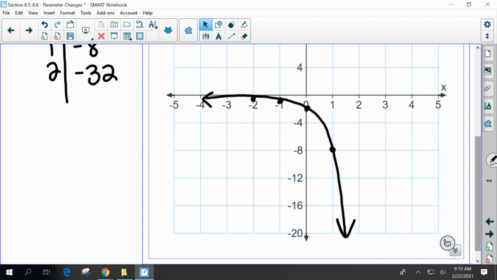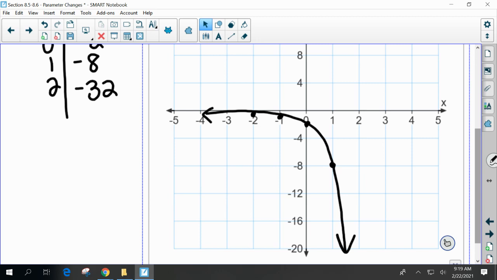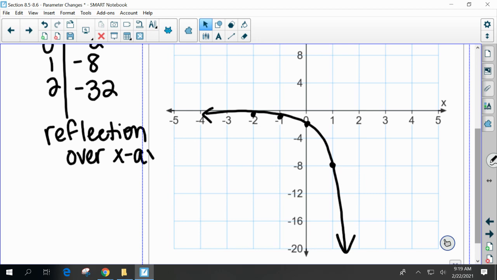Okay, so we have a couple different parameter changes that happen. So it is possible to have 2 parameter changes. Later on, we'll learn more than that. But, so what happened here that you can tell? What did the negative do? It caused a reflection over the x-axis. Okay, and then what would the multiplying by 2 do to it? Vertical stretch. Yes. So that caused a vertical stretch.